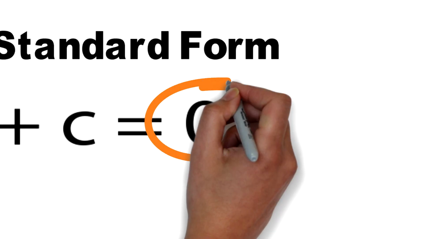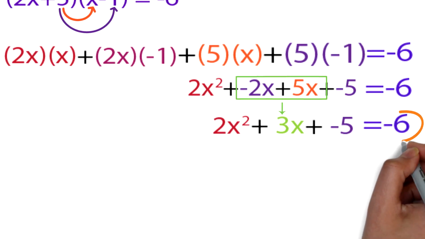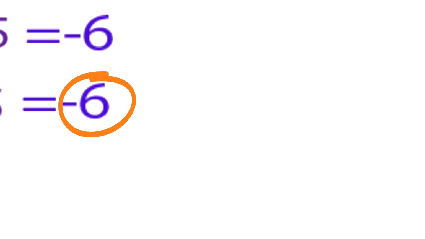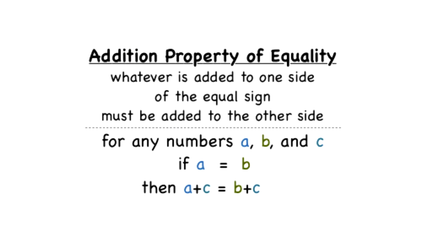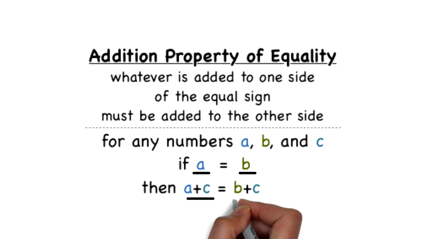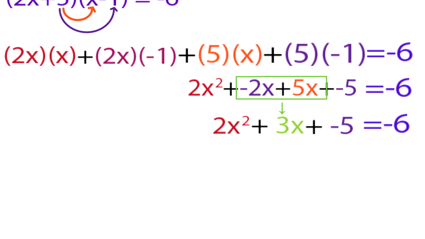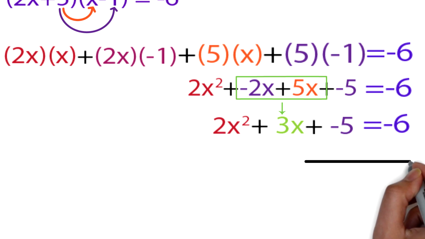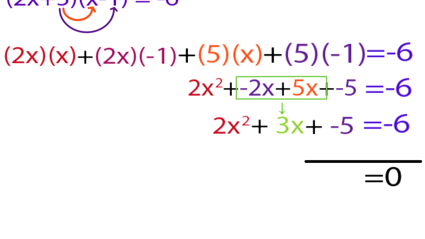Since the standard form of a quadratic equation is equal to 0, we are going to make this negative 6 equal to 0 by using the addition property of equality. Whatever is added to one side of the equal sign must be added to the other side. For any numbers a, b, and c, if a is equal to b, then a plus c is equal to b plus c. In other words, always make the right side of the equation equal to 0. Since this is negative 6, we need to add positive 6 to make the right side of the equation equal to 0. Since we add positive 6 on the right side, we also need to add positive 6 on the left side so that the equation will still be balanced.